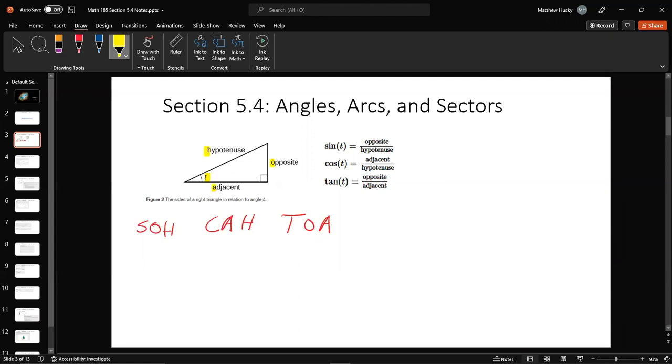And so SOHCAHTOA is just designed to help you remember that sine is the opposite over the hypotenuse. Cosine is the adjacent over the hypotenuse. That's what CA is telling you. And then tangent is the opposite over the adjacent. So again, the little goofy word is SOHCAHTOA, which rolls off the tongue very nicely. SOHCAHTOA helps you remember which trig function goes with which ratio of sides: opposite over hypotenuse, adjacent over hypotenuse, and opposite over adjacent.